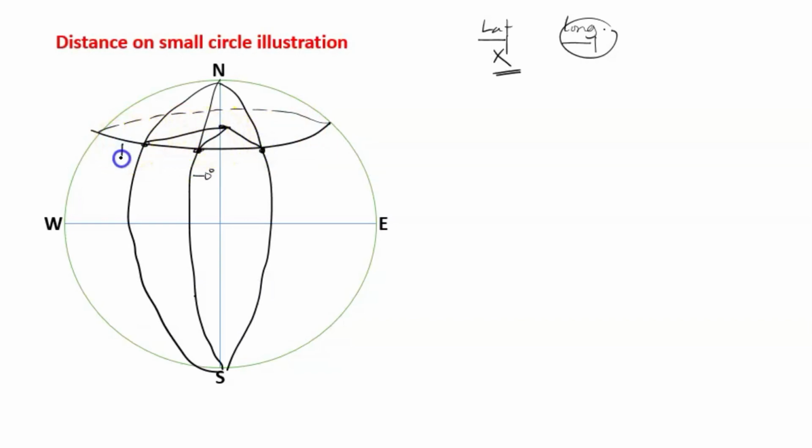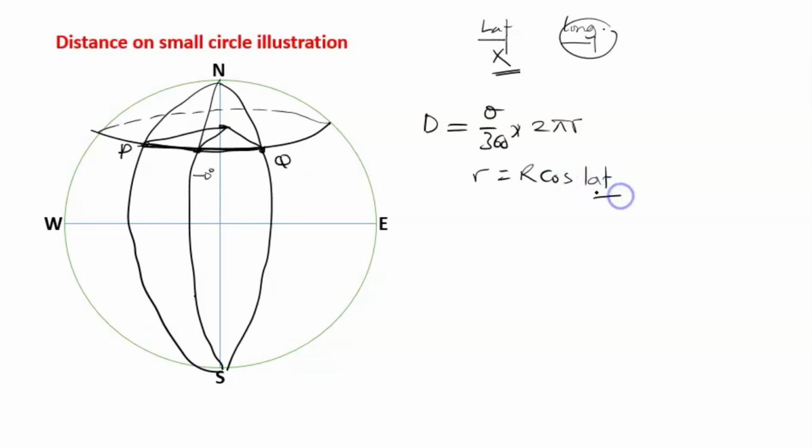For example, if this is my P and this is my Q, the distance between P and Q, you will see clearly, is along this latitude, which is along the small circle, and it's quite different from that of the great circle, or the equator. So the distance is usually theta over 360 times 2 pi r, where r is given as R cos lat.